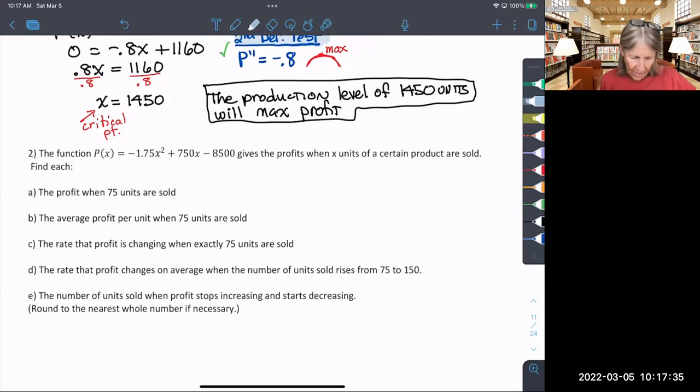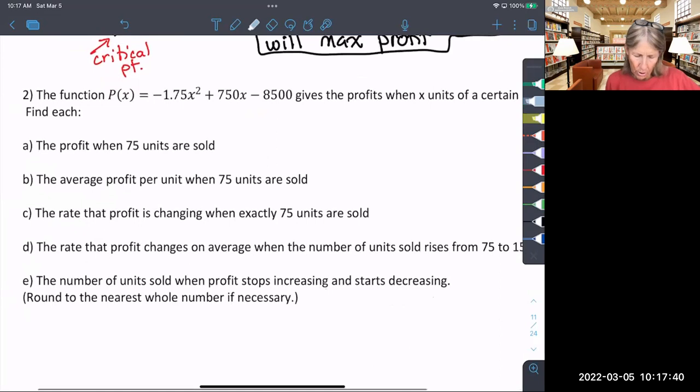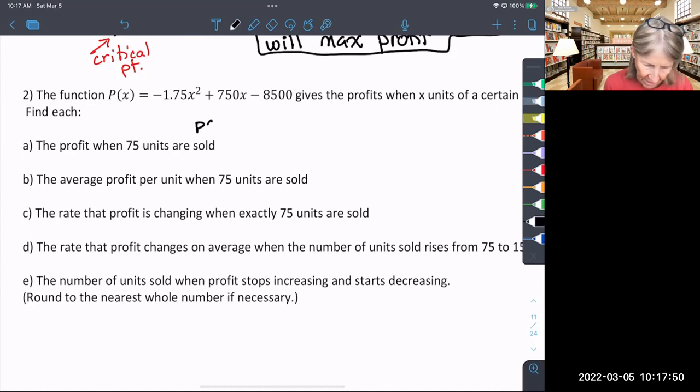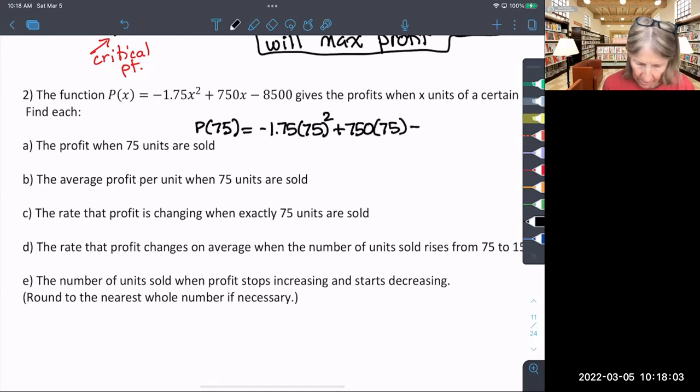Okay, so step 1, it says find the profit when 75 units are sold. This is not anything about a derivative. This is just, hey, get the profit. If you want profit, you plug into the profit function. So I'm just going to take 75 and plug it into that profit function. This is just a plug and chug situation, you using your calculator and getting the answer. Plug that in, get your value, and then write a little sentence with that.